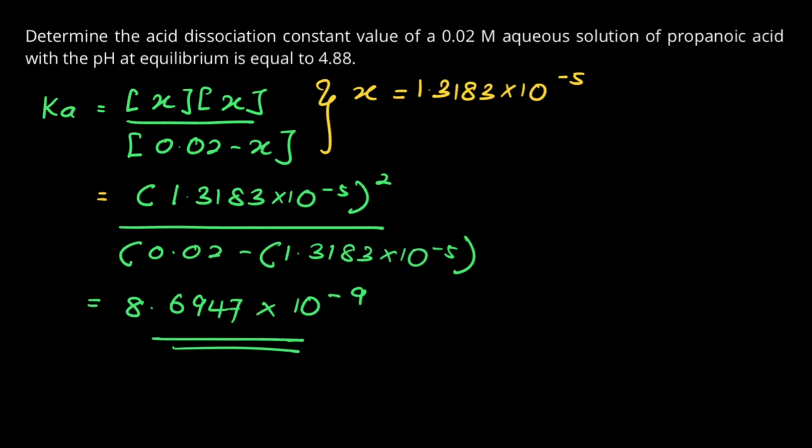In the question, you were asked to calculate the acid dissociation constant, which is the Ka. So this is the final answer for this question.